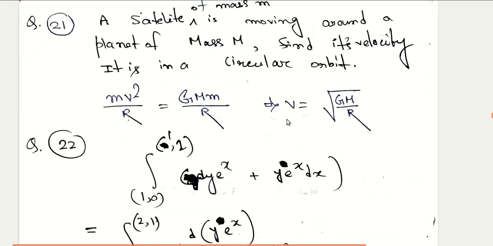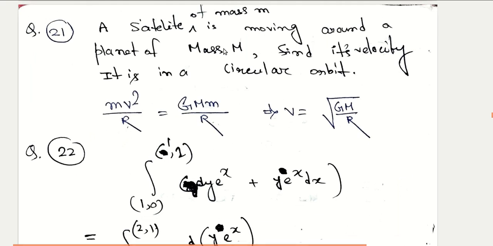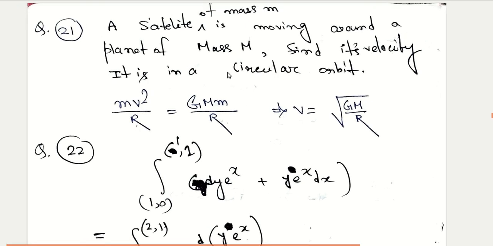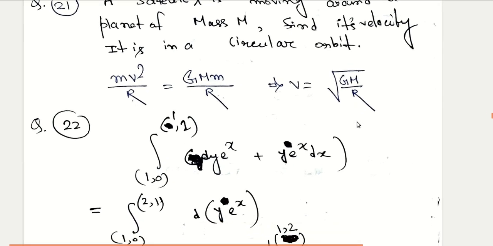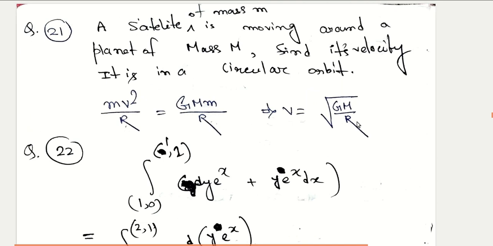So next is a satellite of mass small m moving around a planet of mass capital M, and you need to find the velocity of the satellite, assuming that the satellite is moving in a circular orbit. So you know that the centripetal force is equal to GMm by r square. So v will be root of GM by r, right? The options are given in such a way that sometimes the root is not there in some of the options, but the correct option will be v equal to root of GM by r.